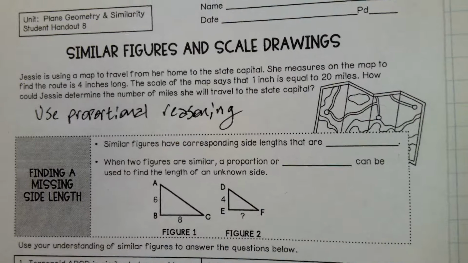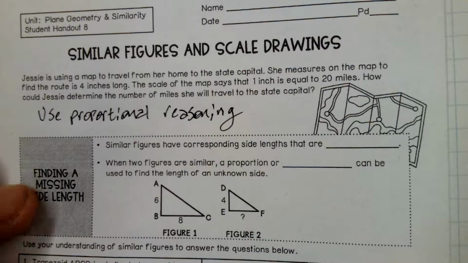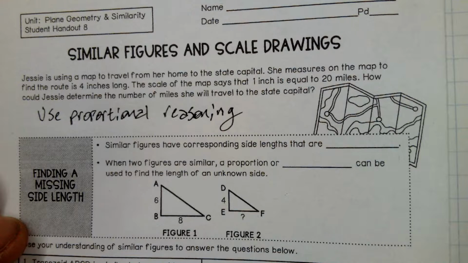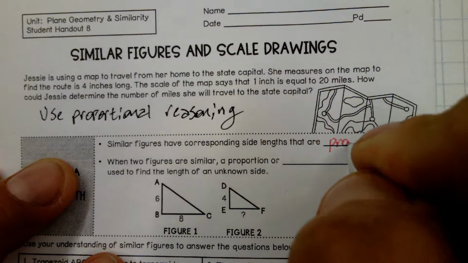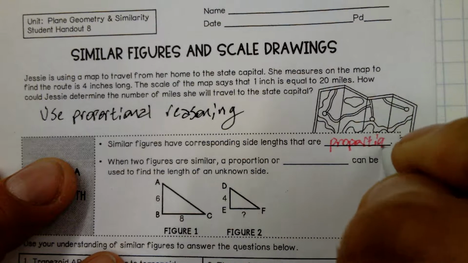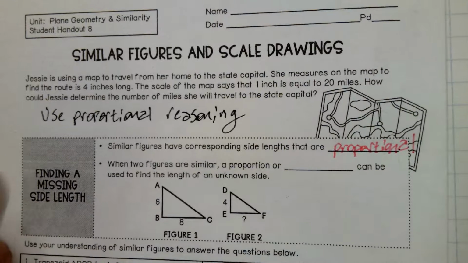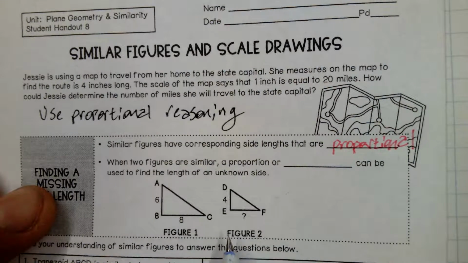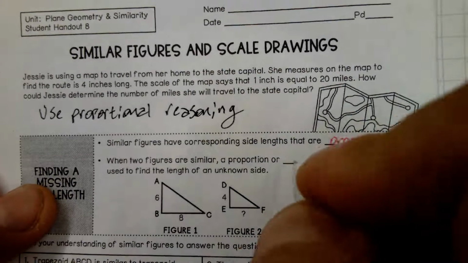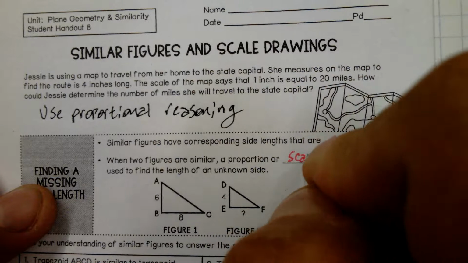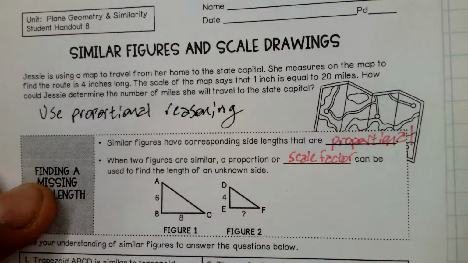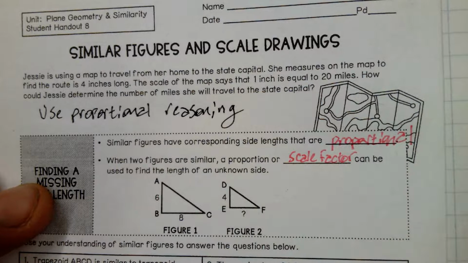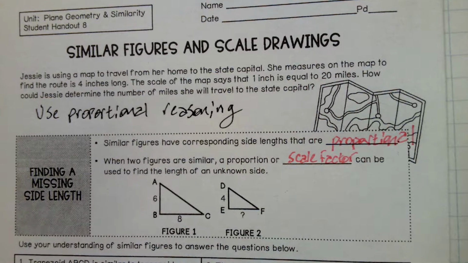Finding a missing side length, which is one of the things we do with similar figures. Similar figures have corresponding side lengths that are proportional. When two figures are similar, a proportion or scale factor, so write the words scale factor here, can be used to find the length of an unknown side. So let's take a look at this example here.